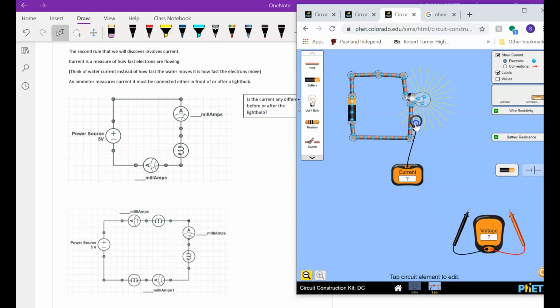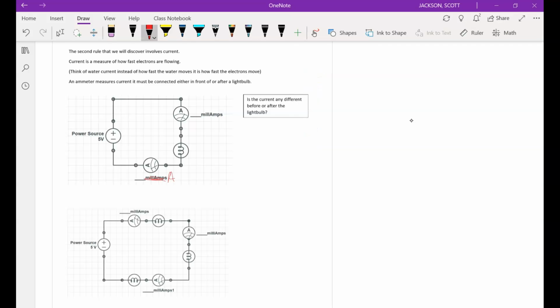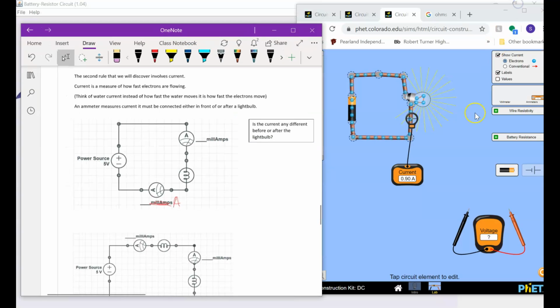So what we do is we just put it and measure our current. Now, this is milliamps, so we're just not going to do that. This is going to be amps. Typically, we do this lab in class, and we measure milliamps. So this is 0.9 amps.